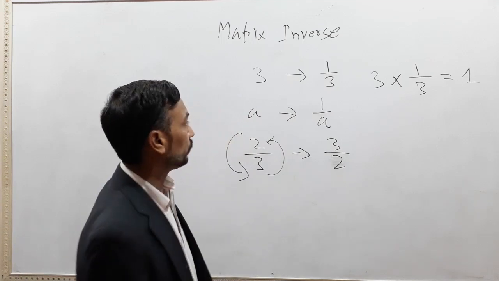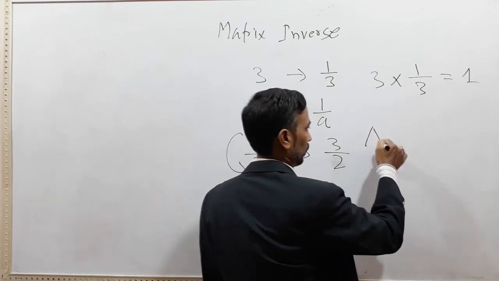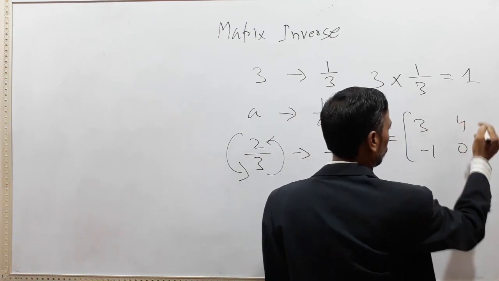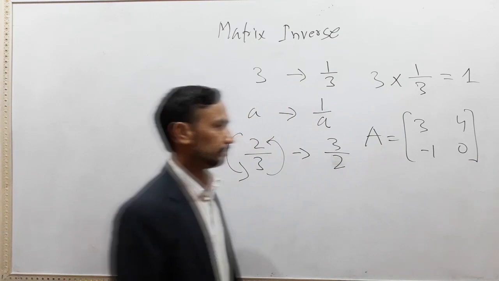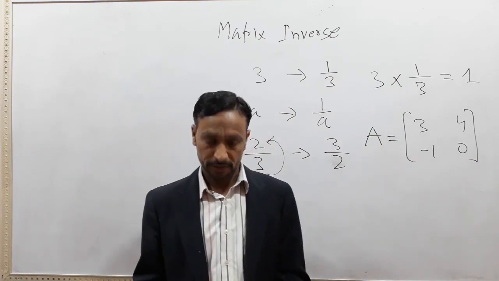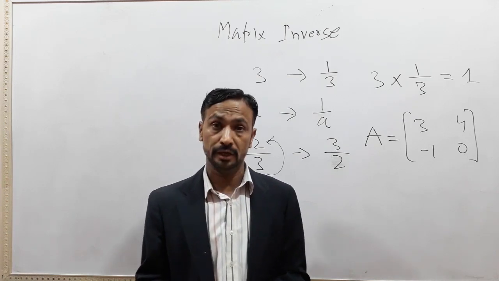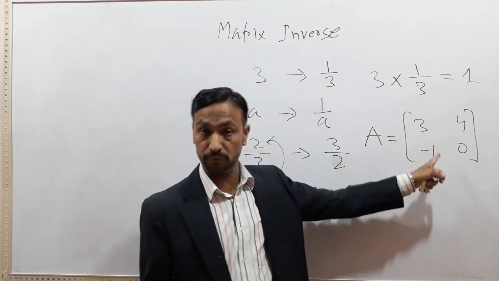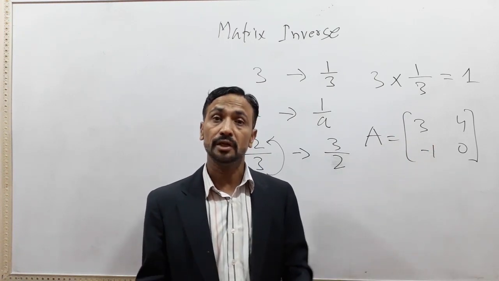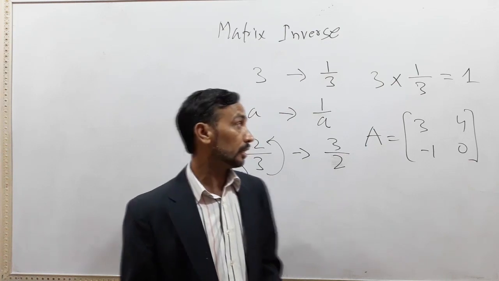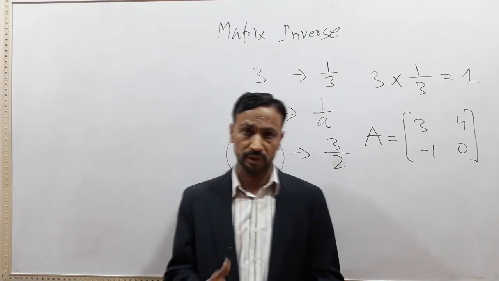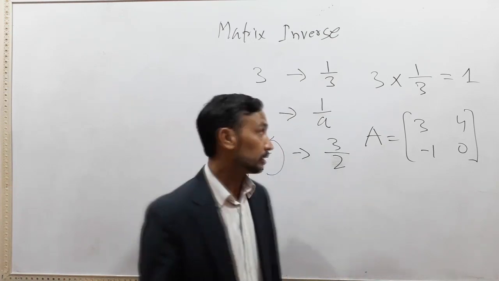Suppose we have a matrix 3, 4, minus 1 and 0, and we are going to find out the inverse of the matrix. Of course, if you multiply this matrix with its inverse, the result should be 1, or the unit matrix. This is the simple concept about the inverse. Let us start with some questions.